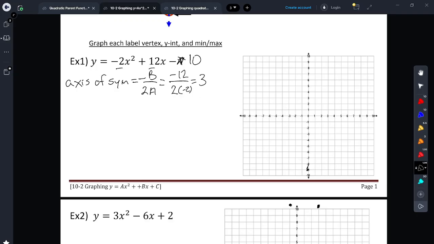All right? So what you do is you go to x is 3, which is right here. You make a vertical line. And what is that line called? Axis of symmetry. Okay, so label it. Axis of symmetry. And where is it? It's at x equals 3.